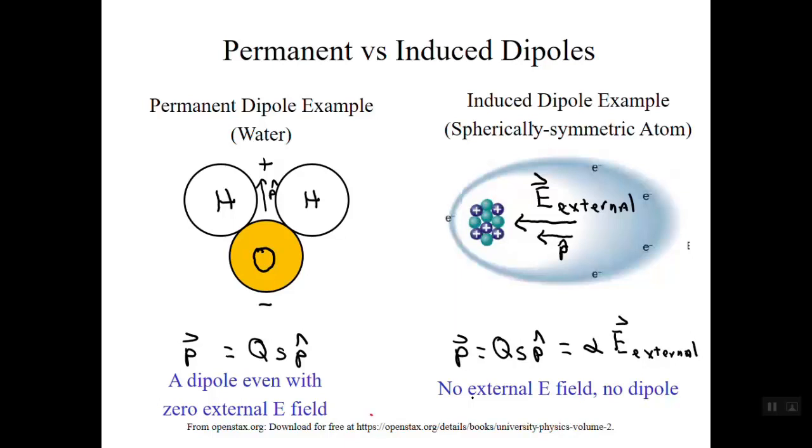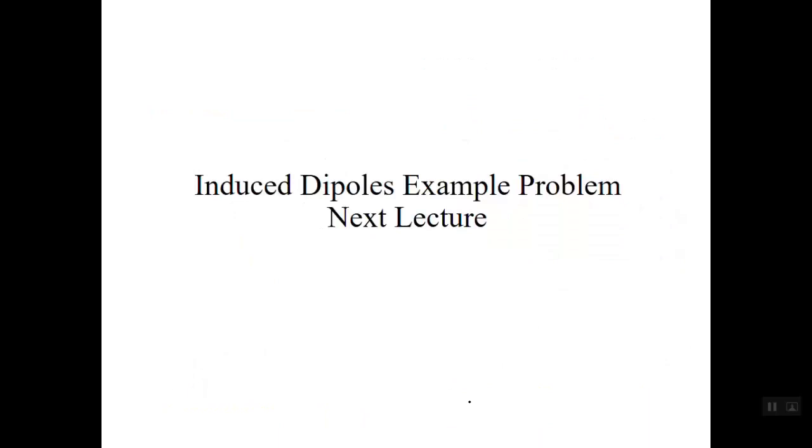The dipole moment of a permanent dipole is fixed. However, the dipole moment of an induced dipole depends on the external electric field applied at the location of that induced dipole, which we can express as this product of the polarizability alpha times the vector external electric field. For an induced dipole, if there is no external E field applied, there is no dipole. In our next lecture, we will work an example showing how we can calculate electric interactions involving an induced dipole.